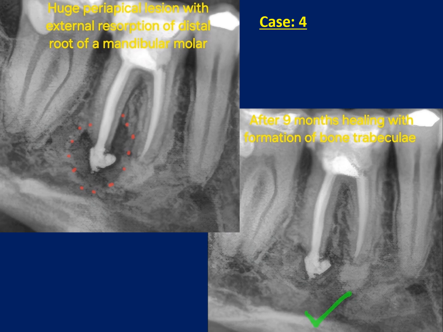Case 4, a huge periapical lesion with external resorption in the distal root of a mandibular molar. You can see that there is a certain extrusion of sealer and maybe even gutta-percha, but you can see after a couple of months the healing is very nice and it's undergoing good bone repair.